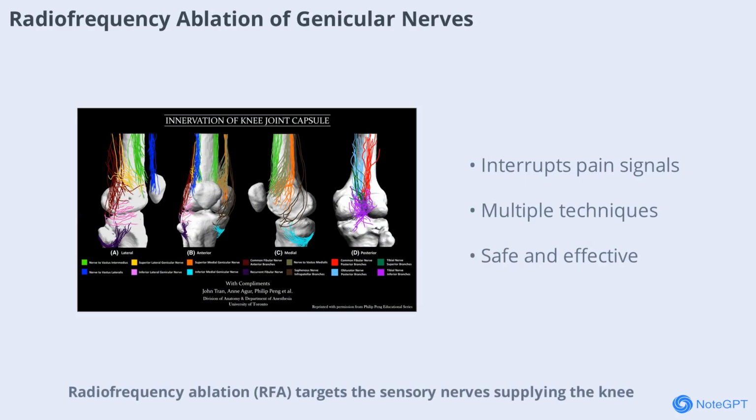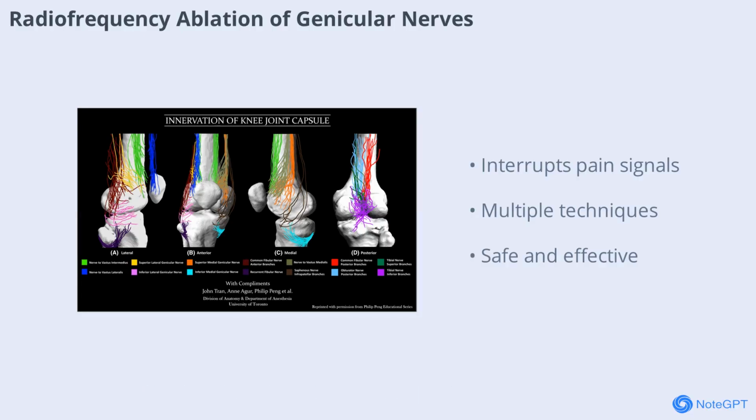Radiofrequency ablation (RFA) targets the sensory nerve supplying the knee, interrupting pain signals. There are several RFA techniques, including conventional, cooled, and pulsed methods. Studies show that RFA can provide significant pain relief for 6 months or longer in many patients with moderate to severe knee OA. The procedure is generally safe with minor side effects like temporary numbness or bruising. RFA is recommended for therapy-resistant cases where other treatments have failed.